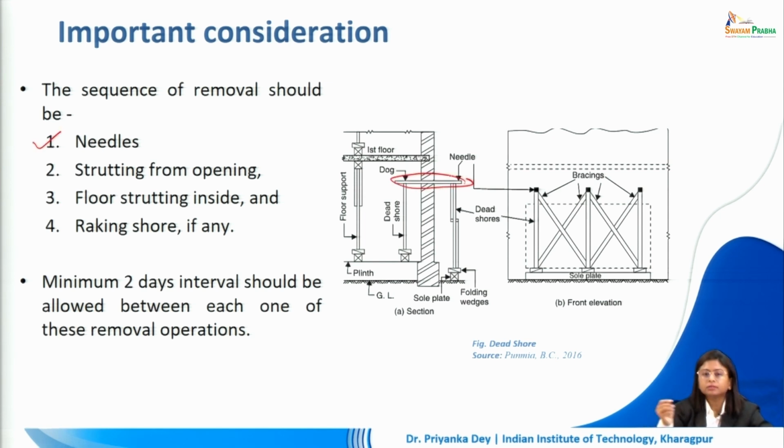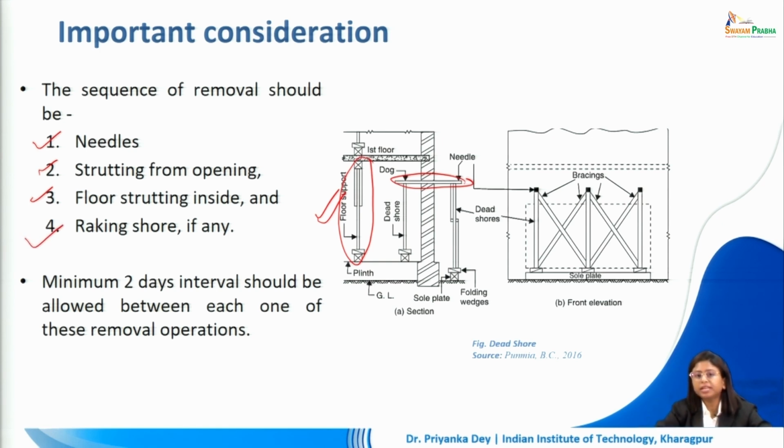This is the needle which was passing through a hole in the wall. Then the strutting has to be removed. Then the floor strutting. This is the floor support system that we had, that will be removed third. And finally, if you have any raking shore which was providing additional support to the external wall from outside, that will be removed last.